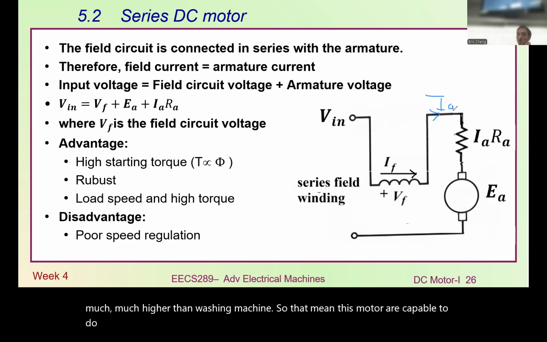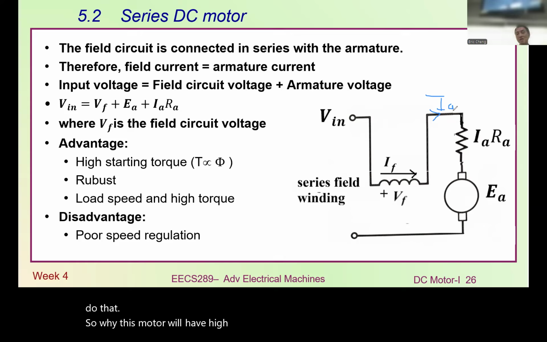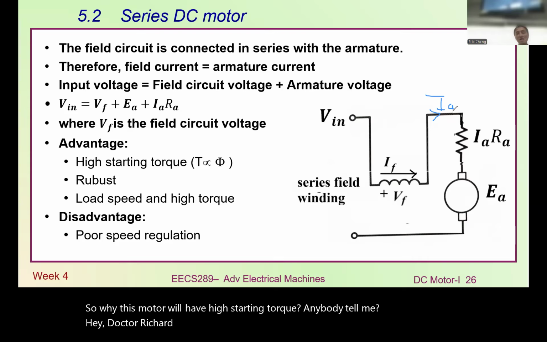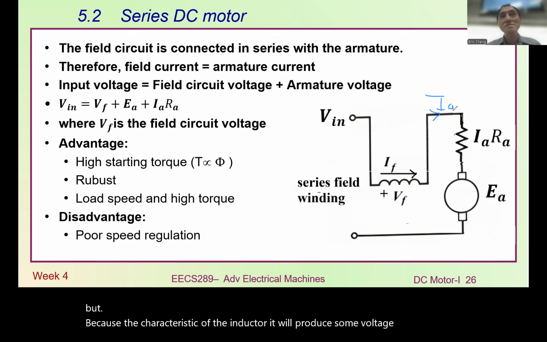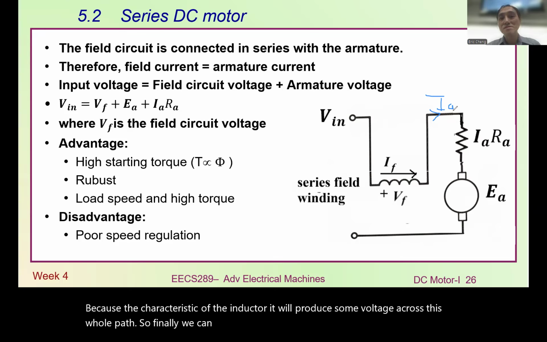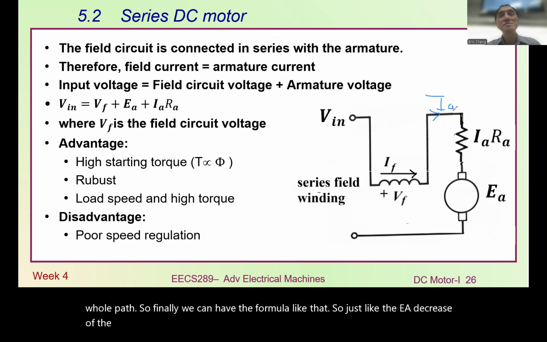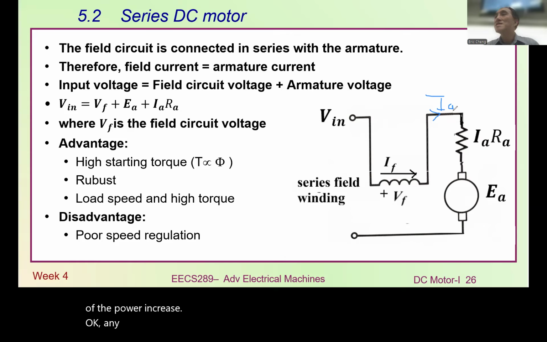So why does this motor have high starting torque? Anybody can tell me? Inductor. Which inductor? When starting, we put in the input voltage, the current in the inductor will increase, but because of the characteristic of the inductor, it will produce some voltage across this whole path. So finally, we can have the formula like that. So just like the EA will decrease, so the torque will increase. Okay. Any other explanation? Any other comment?